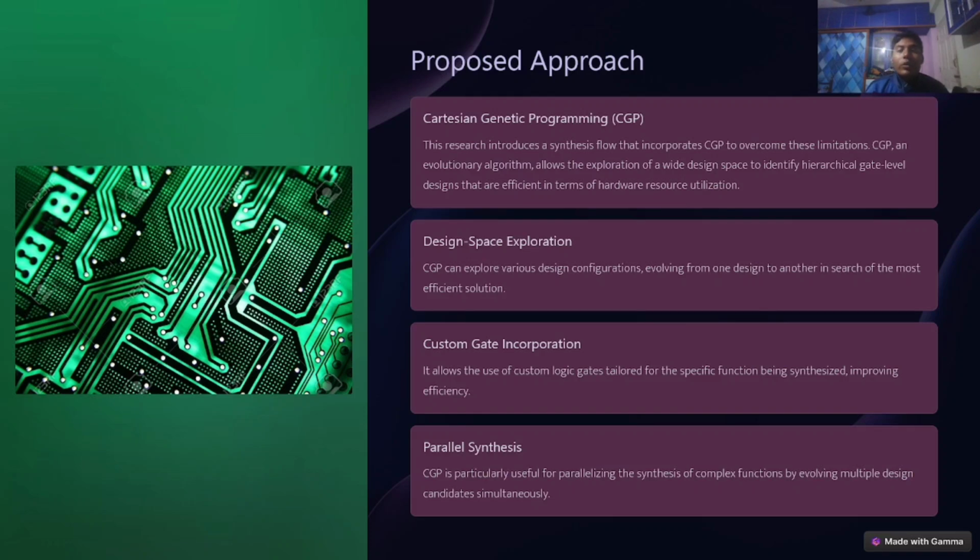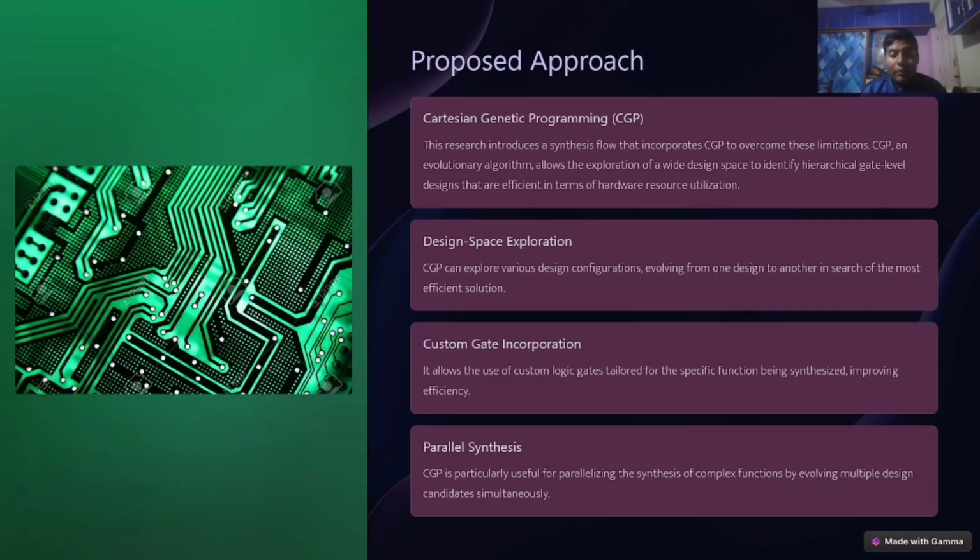The proposed approach was CGP. This research introduced a synthesis flow that incorporates CGP to overcome this limitation. CGP, an evolutionary algorithm, allows the exploration of a wide design space to identify hierarchical gate level designs that are efficient in terms of hardware resource utilization. For design space exploration, CGP can explore various design configurations, evolving from one design to another in search of the most efficient solution. Custom gate incorporation allows the use of custom logic gates tailored for the specific function being synthesized, which improves the efficiency of the system.